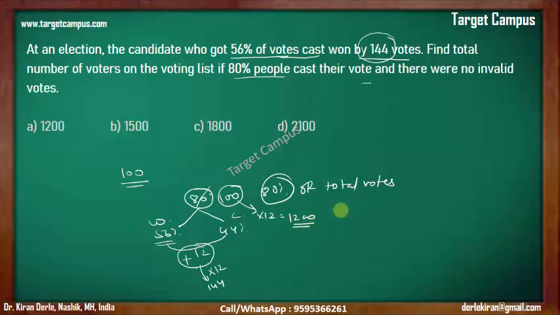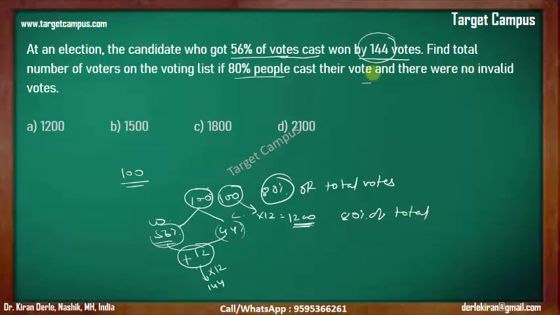So 1200 is 80% of total. Remember, we have not taken this as 80. We have taken this as 100, which is 80% of total votes cast. So if total votes are 100, the winner would have got 56 and the loser 44. So the winner in this case is ahead by 12, which is equivalent to 144 as per the question. So this has got multiplied by 12, and the assumed value will also get multiplied by 12, and that is 1200, which is 80% of the total.